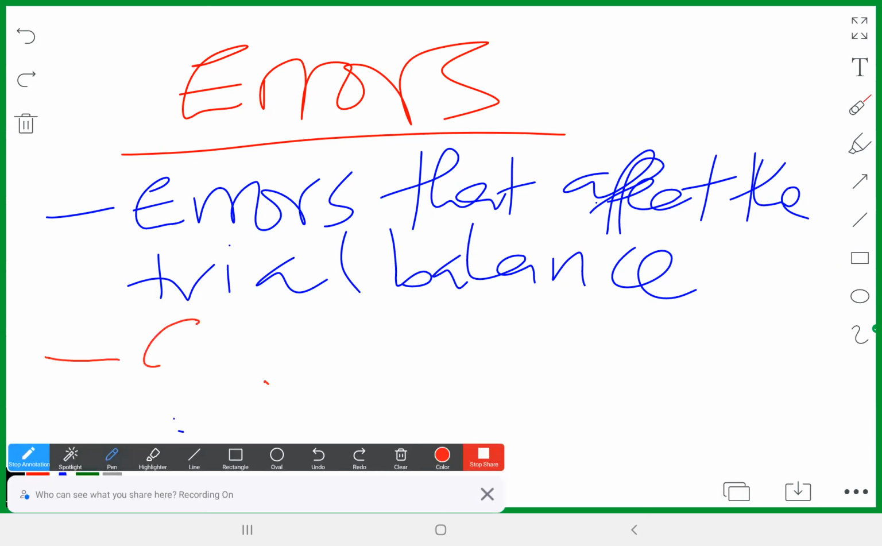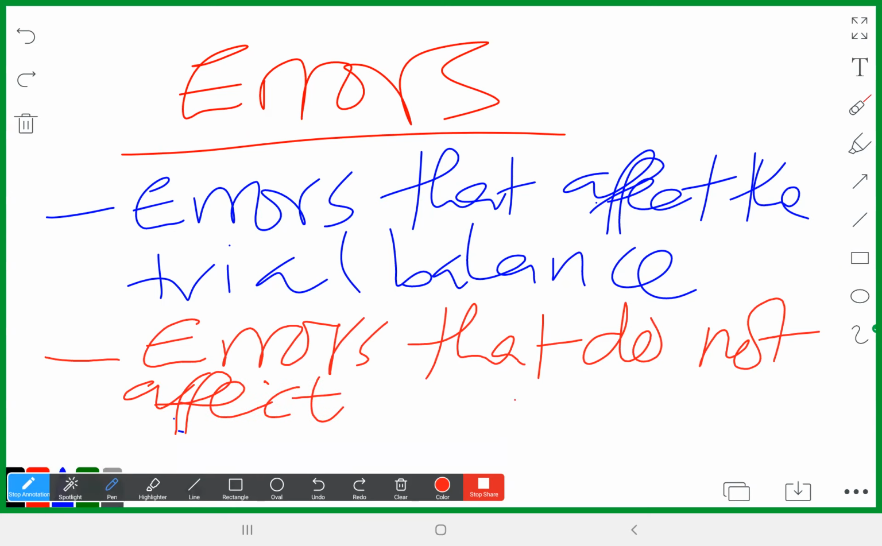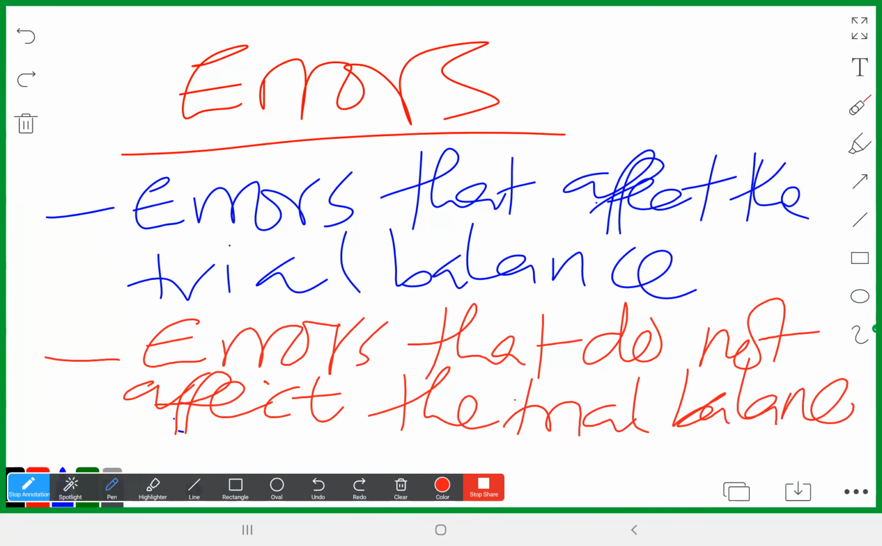Then we'll also look at the errors that do not affect the trial balance. There are some errors that you can commit, but the trial balance is never affected by them. Even if the error is committed, the trial balance still balances: the credit side and the debit side are just equal. So it may be difficult for you to locate or identify those errors. After you have learned how to identify these errors, you'll be able to correct them. You have to correct them.